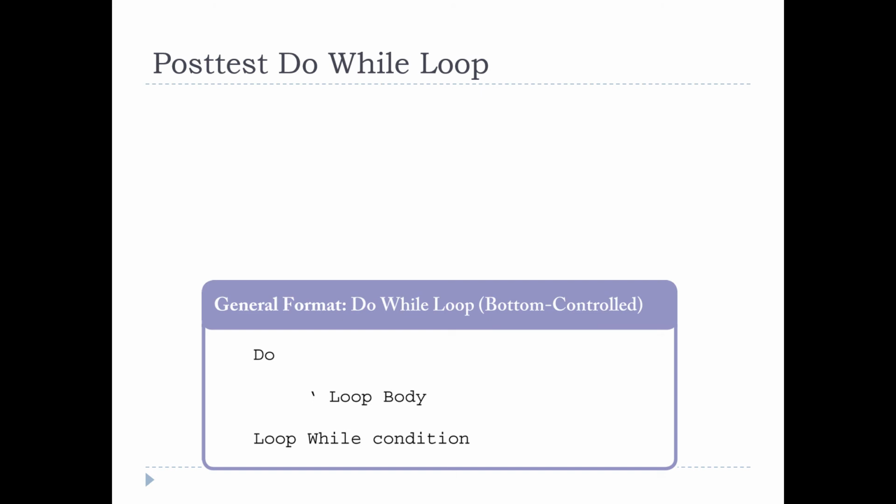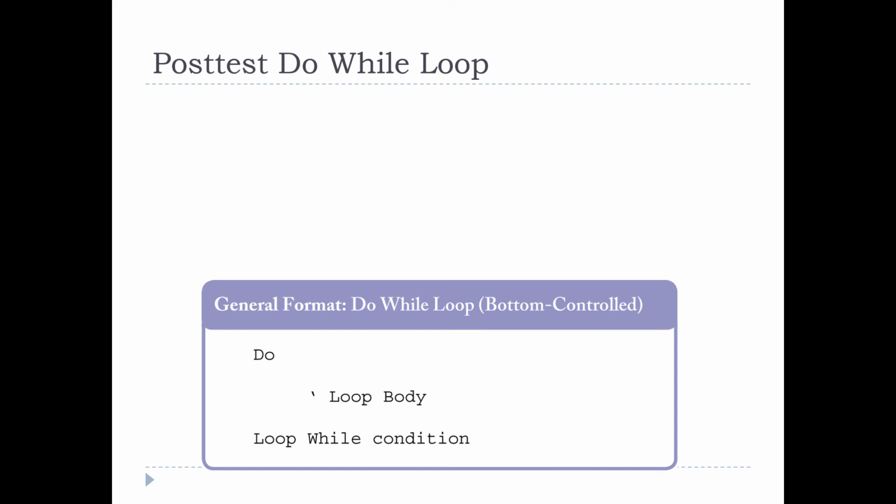So now is the post-test, which is the opposite of the pretest. This is also called the bottom control because you put the condition at the very bottom, as you can see here. You basically remove the while condition and move it to the bottom, after the word loop here. Whereas in the other one, you keep the while condition attached to the do on the top. That's all you do.